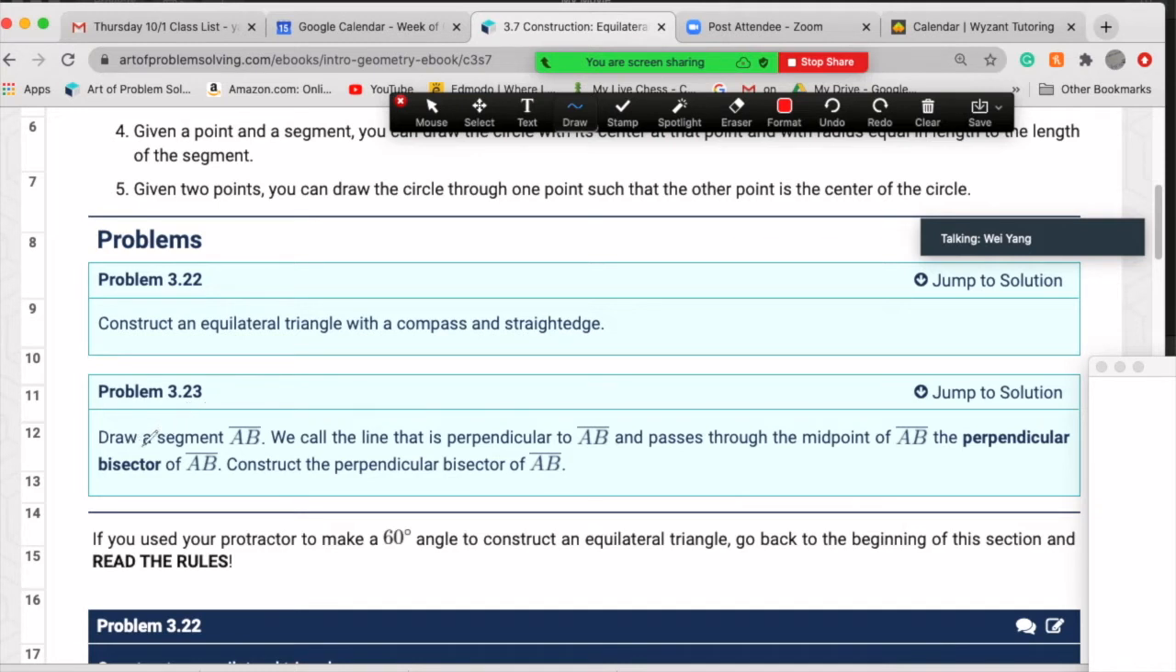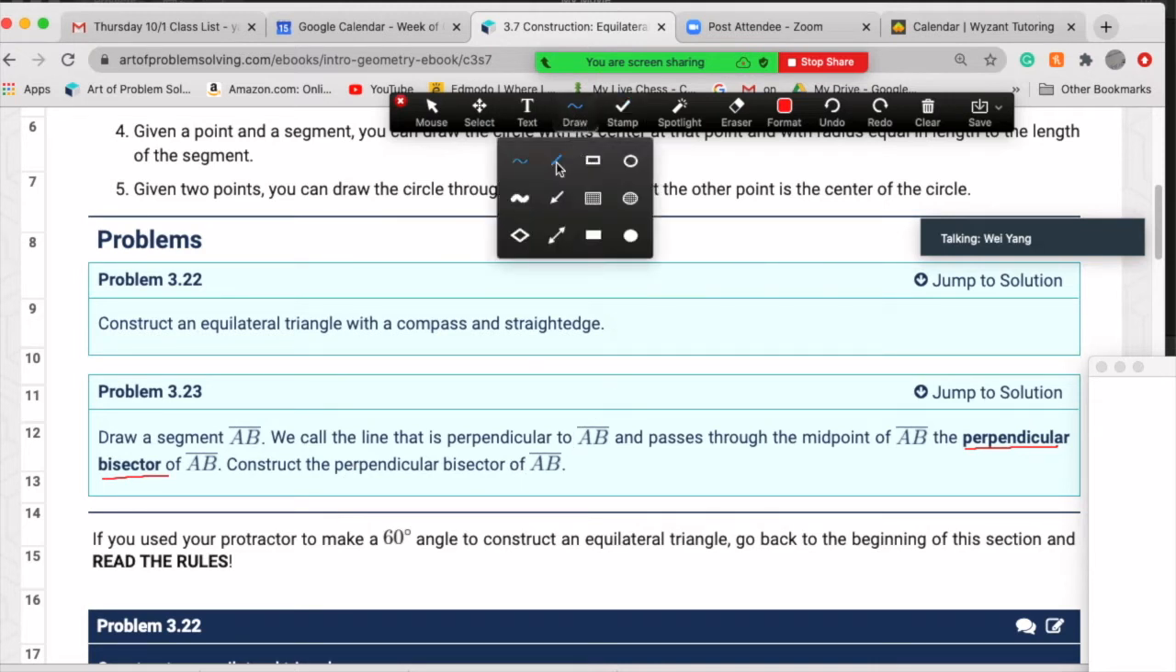3.23. They ask you to draw a segment AB. We call the line that is perpendicular to AB and passes through the middle point of AB the perpendicular bisector of AB. Bisector means separated into two equal parts. Then construct the perpendicular bisector of AB.